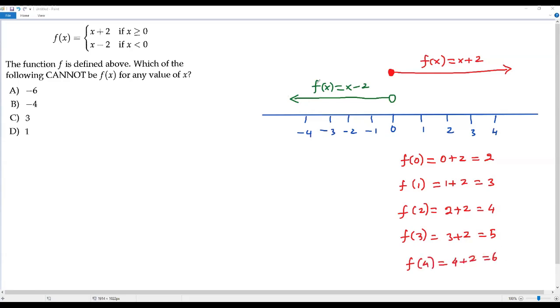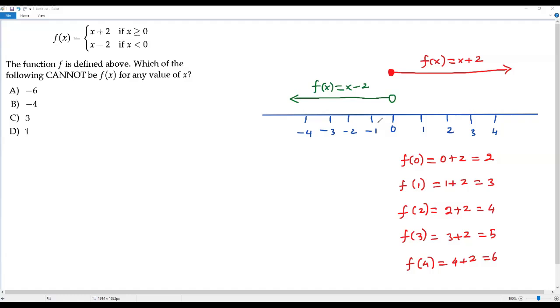Now let me consider the second piece of f of x, that is f of x equals x - 2. In this case, x cannot be equal to 0, x has to be less than 0. We can consider values like -0.1, -0.2, -0.3, also the values which are very close to 0 on the left side.